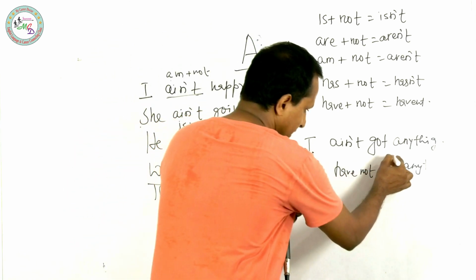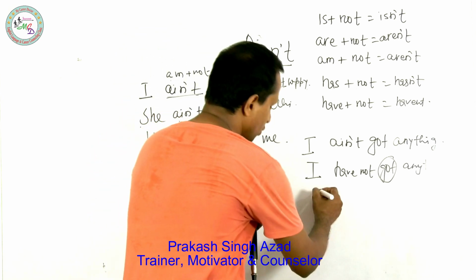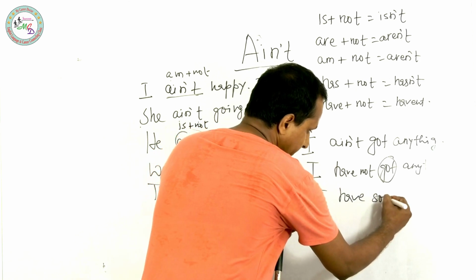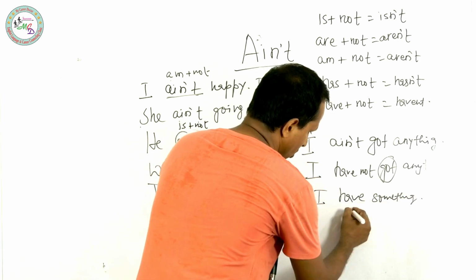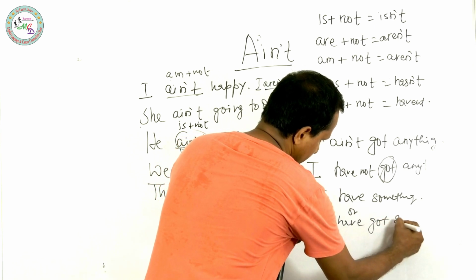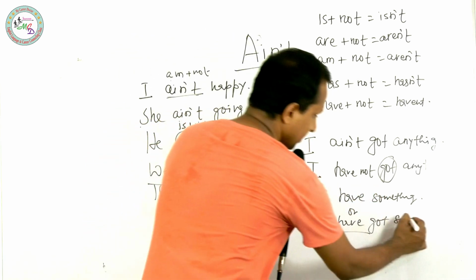तो ये got second form के रूप में use मत कीजिएगा. I have got something and I have something, both are correct. ये मैंने एक वीडियो में पढ़ा दिया आपको. I have something or I have got something. मैंने कुछ पाया है और मेरे पास कुछ है. In both the senses हम इसे use करते हैं.